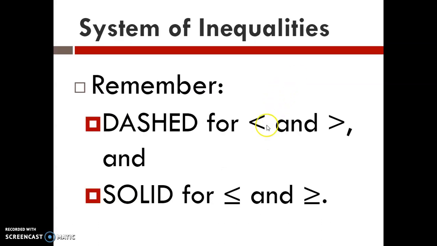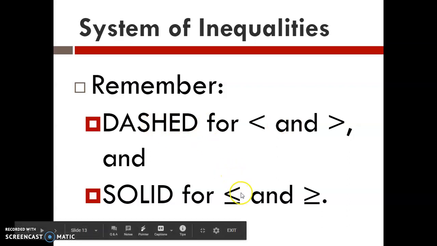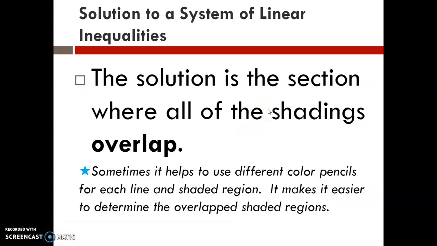Also remember that the less than and greater than will form a dashed line, and the less than or equal to and the greater than or equal to will form a solid line. The solution is where the section has overlapping shading, and it is very useful to use different color pencils here if you're doing it by hand. We do use Desmos to help us, and Desmos does graph in different colors. So you're looking to see where those two colors overlap.